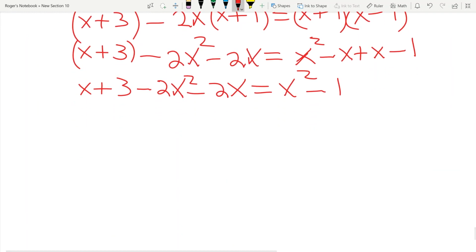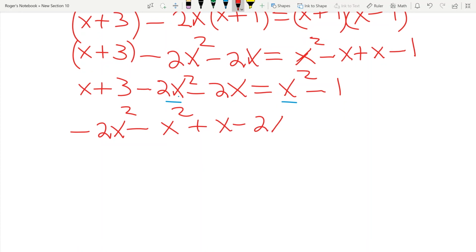Bringing everything to the left side of the equation and collecting terms. So we have minus 2x squared, subtract the one on the right, minus another x squared. That takes care of this one and this one. Now let's collect all of our x's. Plus x minus 2x. That takes care of this one and this one.